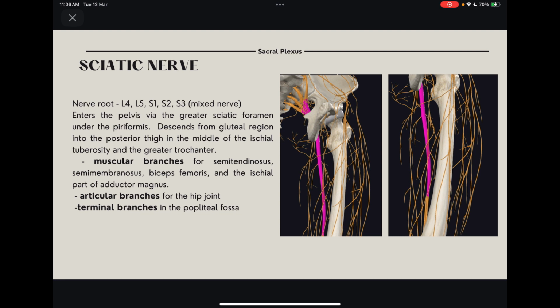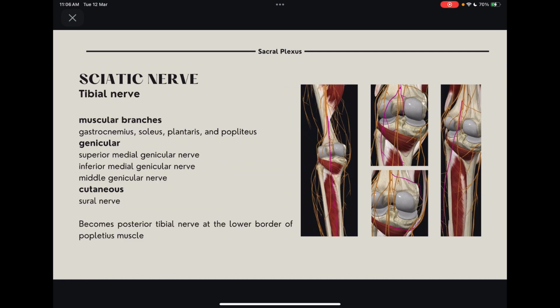So again, the sciatic nerve is coming from L4, L5, S1, S2, S3. It enters the gluteal region via the greater sciatic foramen under the piriformis muscle. It doesn't branch and divide in the gluteal region, but continues in the thigh and supplies the muscles of the posterior compartment and the hip joint, and terminates at the popliteal fossa. At the popliteal fossa, it terminates into two main branches, the tibial nerve and the common peroneal nerve. Tibial nerve is also known as the medial popliteal nerve, and the common peroneal nerve is also known as the lateral popliteal nerve. The tibial nerve is the larger one of the two.